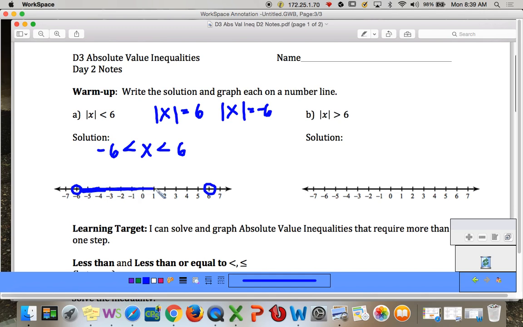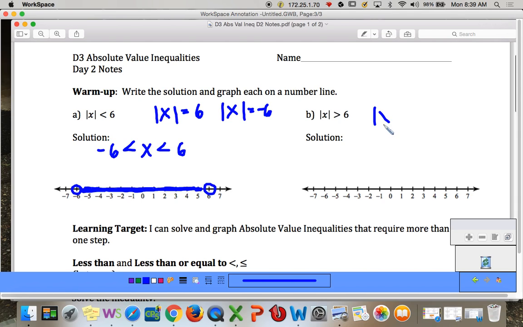color in between. So all of these numbers right here are less than 6 if you take the absolute value of the numbers. The absolute value of negative 5 is 5, and 5 is less than 6. 3 is less than 6. You can test any of these numbers, and they're all less than 6. So if it's less than, it's between. If it's greater than, it's beyond.